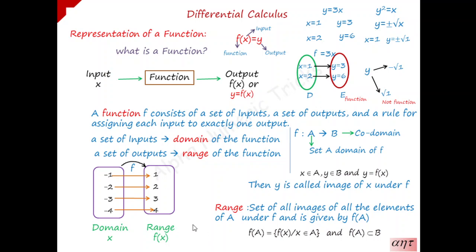This is the range of the function, and here you can consider f of -2 is equal to 2. 2 is called the image of -2 under f, and -2 is called the pre-image of 2 under f. Okay, you should remember this.